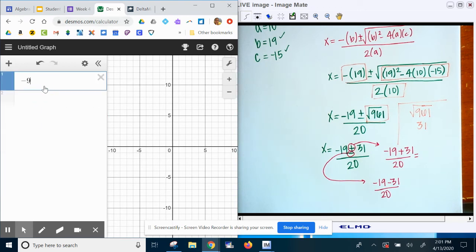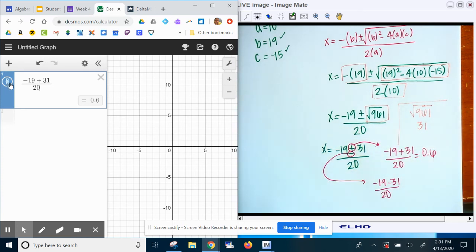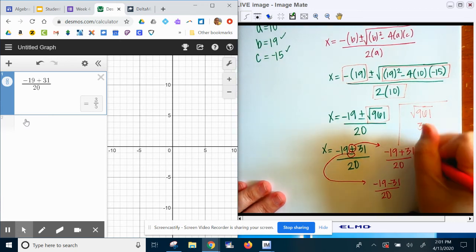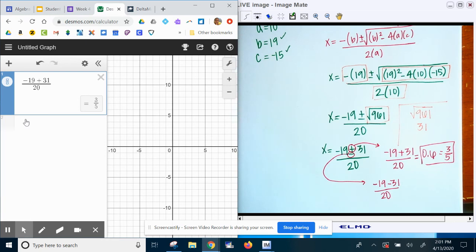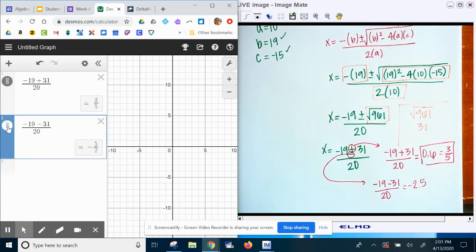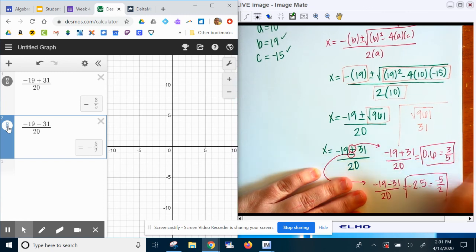So I've got negative 19 plus 31 divided by 20. Okay, so I got 0.6. Or if you're on this Desmos, it does have this nice fraction button, which will tell you it's 3/5. Either of them are good answers. Okay, my other one is negative 19 minus 31 all over 20, which is negative 2.5. And I can always press the fraction button and get the fraction for it. So that's negative 5/2. So either way is correct.